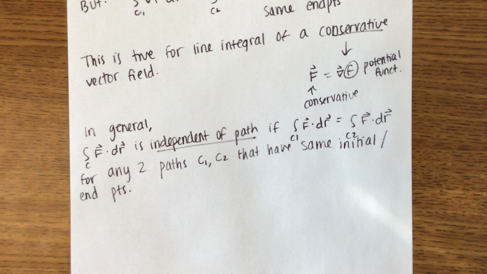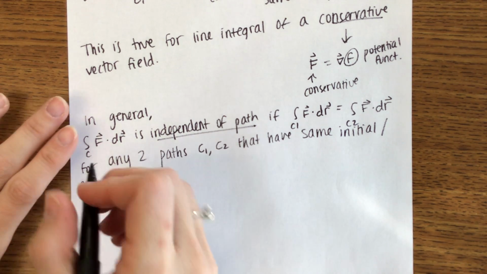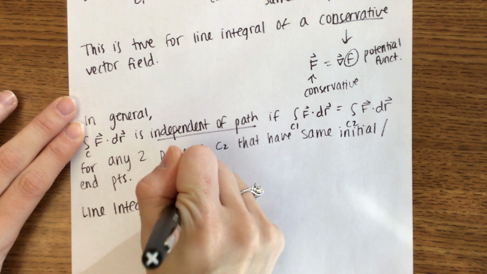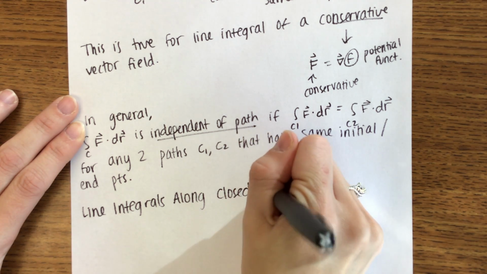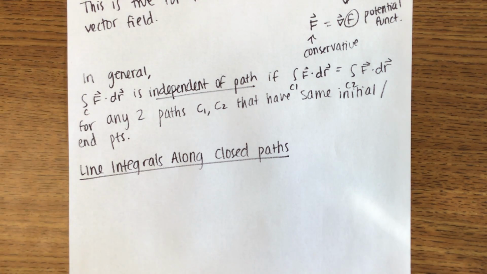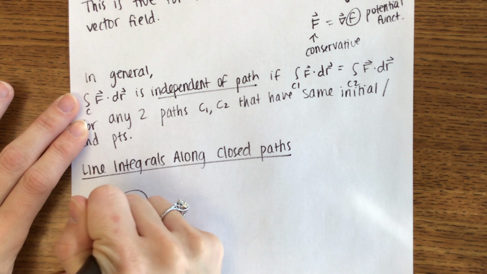That's going to be very helpful. So if we have a line integral that's independent of path, the path that we take doesn't matter. So we can choose the path that's most convenient to us. This has special implications when you have closed paths. So geometrically, here's what I mean by a closed path. Same starting and ending point.